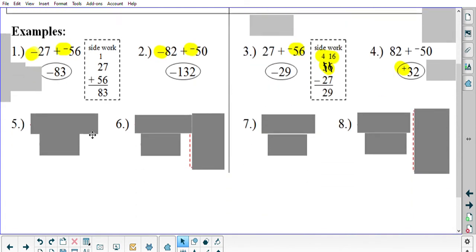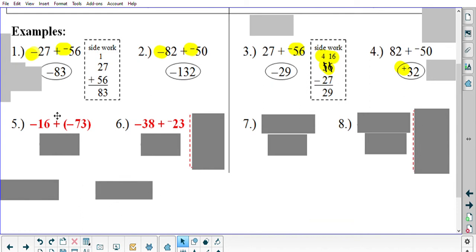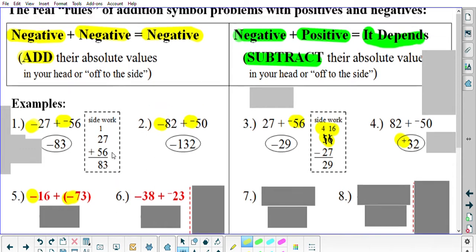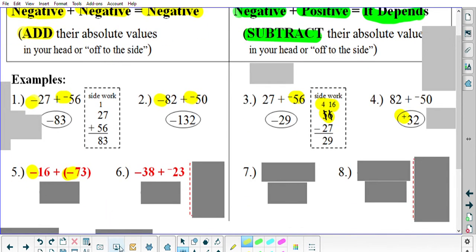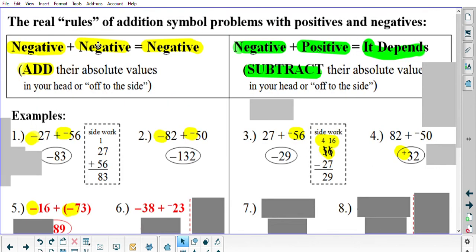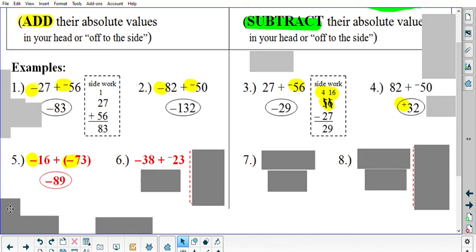All right, let me walk you through a couple problems here. Let's do these together. Pencils in your hand. Let's do number 5 and 6. You will see these problems are the kind of problems where both numbers have the same sign. They are both negative. So we're looking up here at the rule on the top left. Negative plus negative, we're going to add. So let's add in our head. 16 plus 73 would be 89. What's the final answer going to be? Well, a negative plus a negative is going to keep you in the negatives. So that's negative 89.